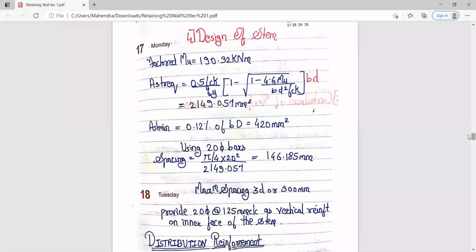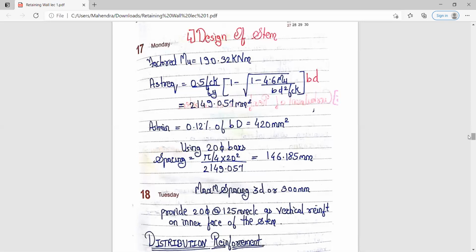Then you need to calculate AST required. For calculating AST required, you use the formula for AST: 0.5 FCK by Fy. The grades of the concrete and steel are already given to you, that is M20 and Fe415, into 1 minus under root of 4.6 Mu upon FCK B D square, into B into D. So AST required comes to 2149.059 mm square.